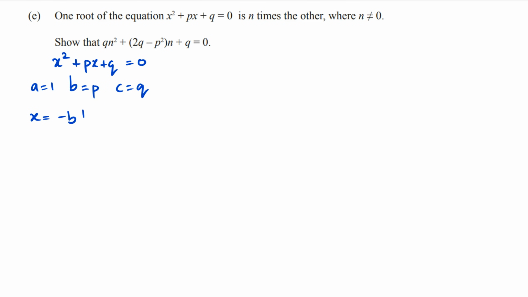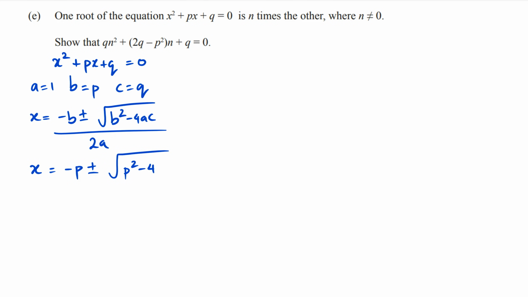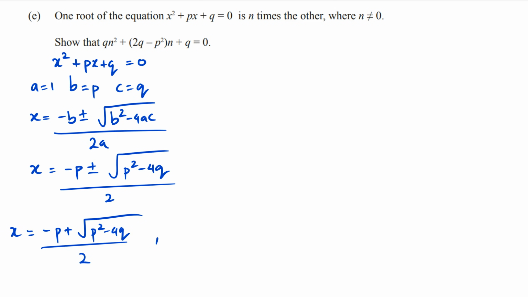So we're going to get x equals minus b plus or minus the square root of b squared minus 4ac, over 2a. So we've got x is equal to minus p plus or minus the square root of p squared minus 4 times 1 times q, divided by 2. So our first root is going to be negative p plus the square root of p squared minus 4q over 2. And our second root is going to be minus p minus the square root of p squared minus 4q over 2. So these are the two roots.